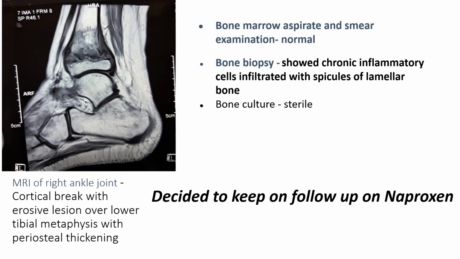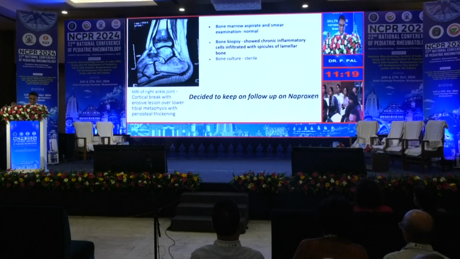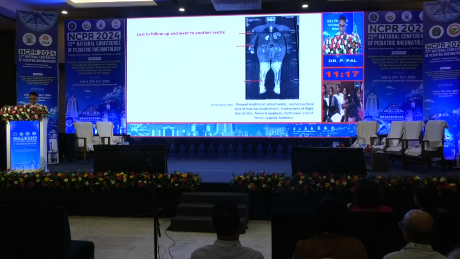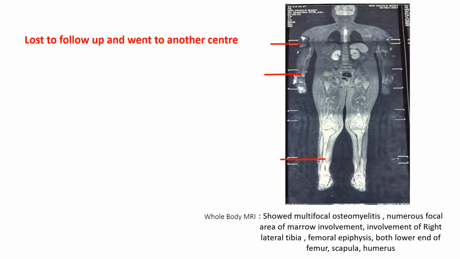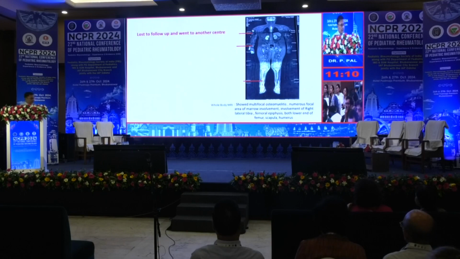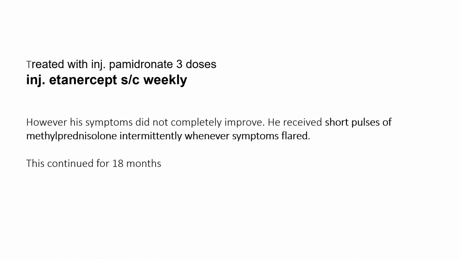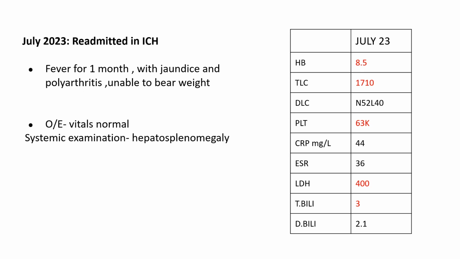A bone marrow and a bone biopsy were done, but nothing came out. Malignancy could not be established. The child was followed up on naproxen, but the child went to a different center where again they were thinking of CRMO. They did a whole body MRI, and there was multifocal osteomyelitis throughout. And they decided to treat along the lines of CRMO. The child received pamidronate, etanercept, intermittent flares were treated by steroids, and this continued for some time.